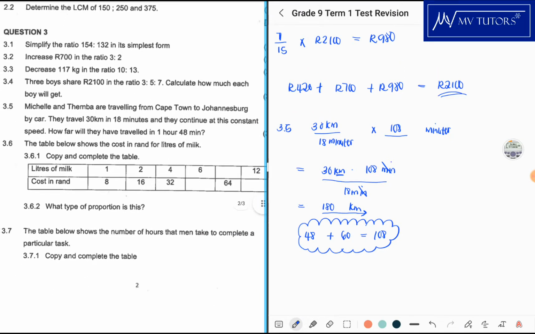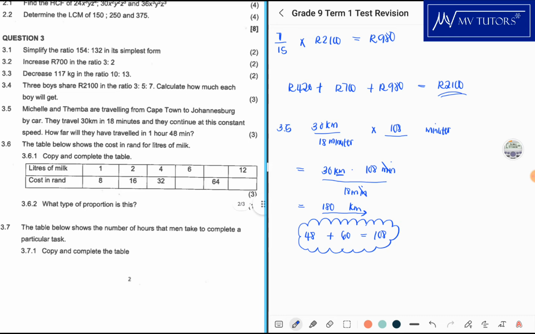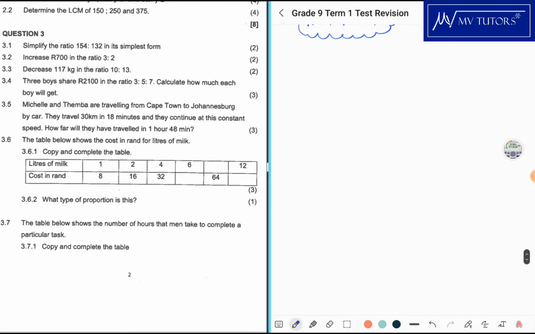All right, now we get to 3.6. It says the table below shows the cost in rand for liters of milk. All right, so copy and complete the table. So we have liters of milk there. 1 liter, 2 liter, then they skip to 4 and skip to 6 and so on. Then we have the cost in rand. Let me just draw this table.